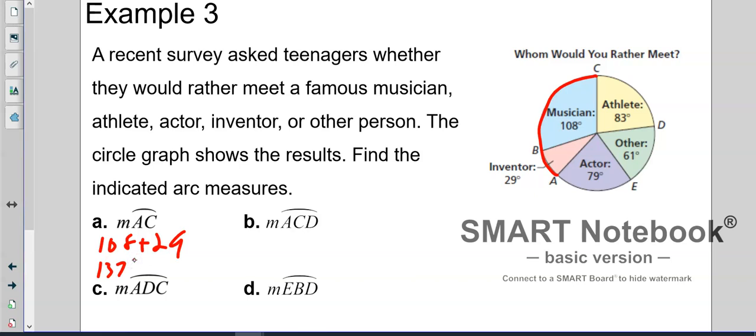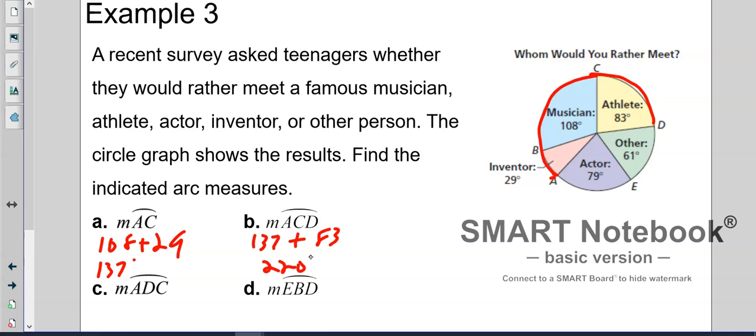ACD. So I'm going from A to C to D. So I've already just done AC. Okay, so I'm just going to keep going to D. Now we know what AC is, so we're just going to take that 137 and add 83. That's 220.